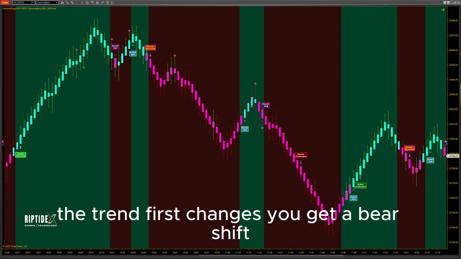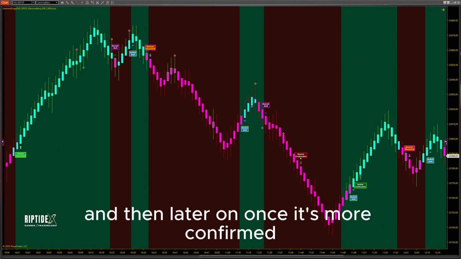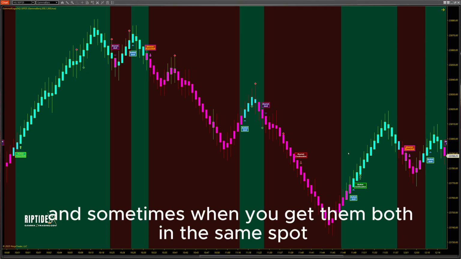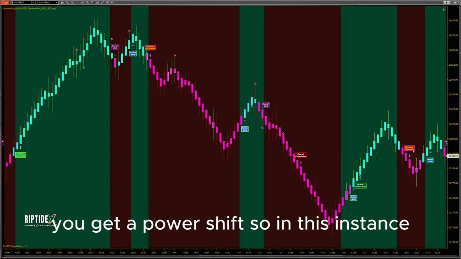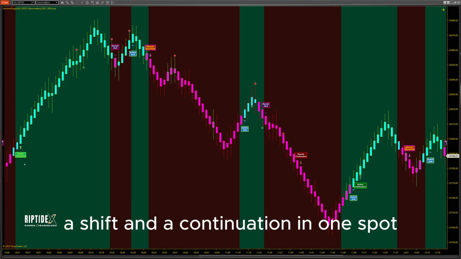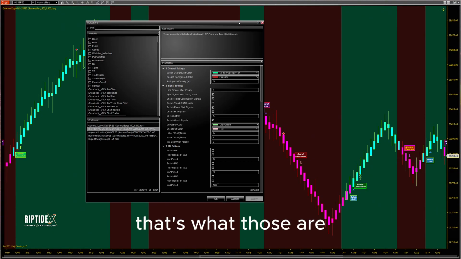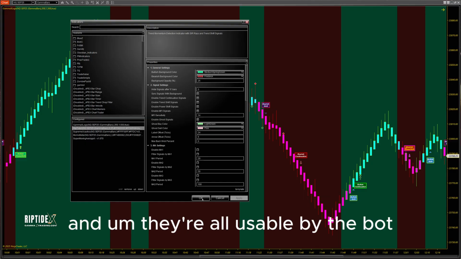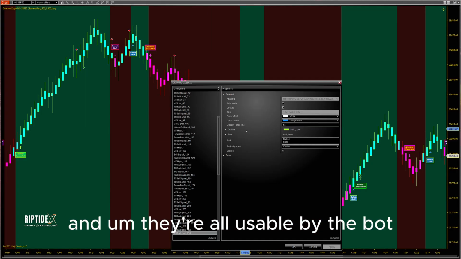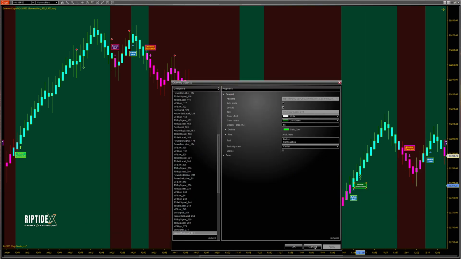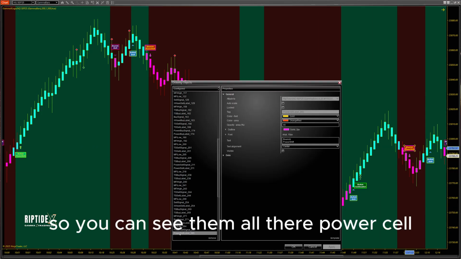The trend first changes, you get a bear shift, and then later on, once it's more confirmed, generally you're going to get the continuation. And sometimes when you get them both in the same spot, you get a power shift. So in this instance, you would have got a shift and a continuation in one spot. So instead you see the power shift signals. That's what those are. And they're all usable by the bot. So you double click them, they all have a name, TS By label. So you can see them all there, power cell.